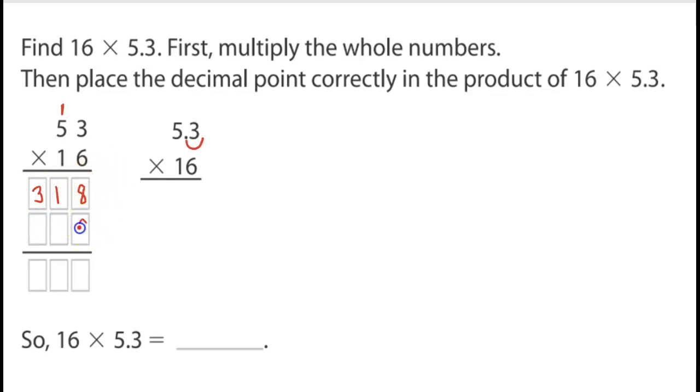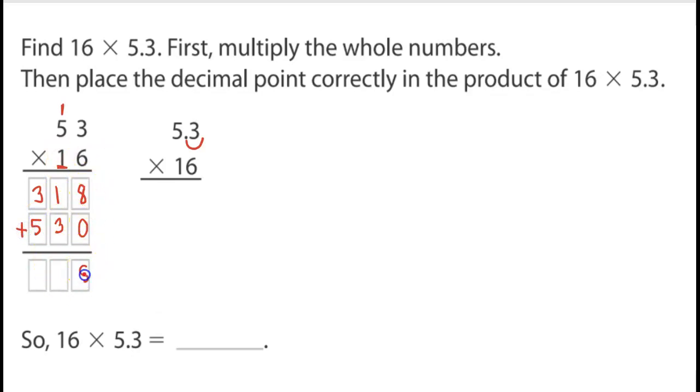Then I need a placeholder here, because in order to move on to my tens to multiply, I have to have a placeholder. So this 1 times 3 is 3. That's simple. And 1 times 5 is 5. Now I can add these two partial products together to get my final product.